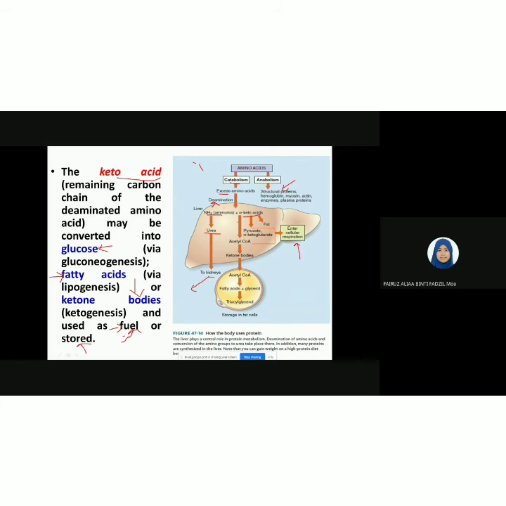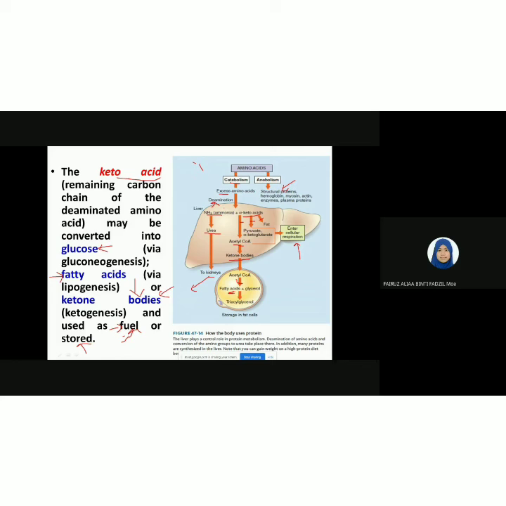If you see here, we have 3 arrows here. First one, the alpha keto acid will be converted into acetyl-CoA, and then it will be converted into ketone bodies. Here these are the ketone bodies, and the ketone bodies also can be reconverted back to acetyl-CoA, and then this acetyl-CoA can be converted into fatty acids.